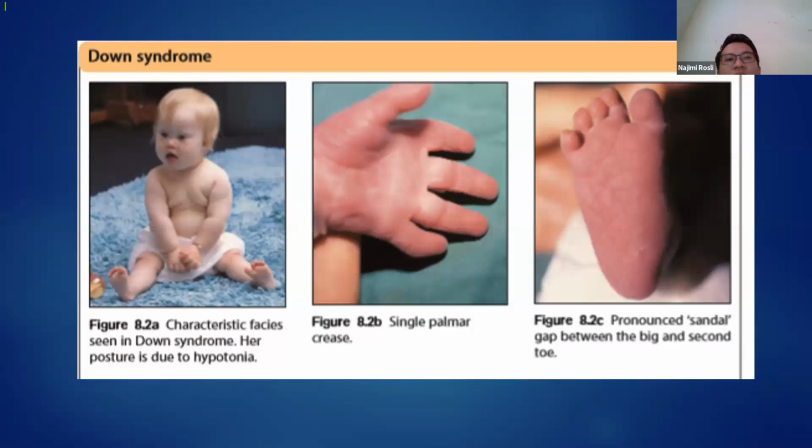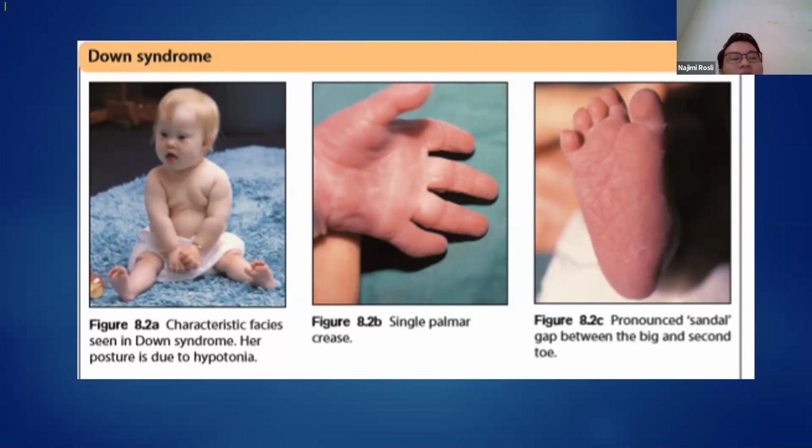As you can see from the picture, the middle picture is a single palmar crease, or in other words, simian crease, and at the right side is the sandal gap, in which there is a gap between the first toe and the second toe.